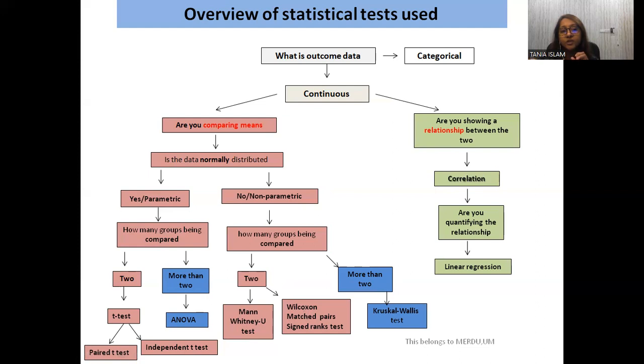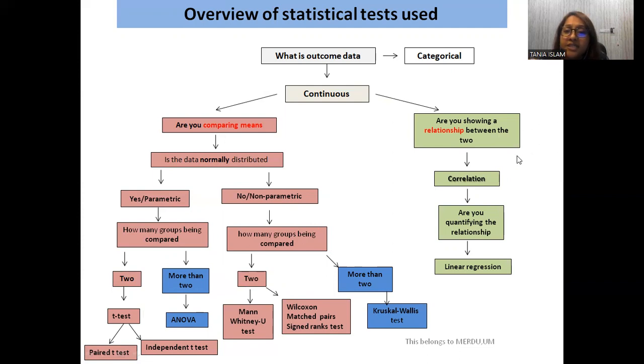Suppose the same patient, you want to measure something before surgery and after surgery. What you can do is the paired t-test, if the data is normally distributed. If not normally distributed, then you go for the Wilcoxon matched-pair test. And in case of non-parametric data where you want to compare means and there are more than 2 groups, we use the Kruskal-Wallis test. This is for comparing continuous variables.